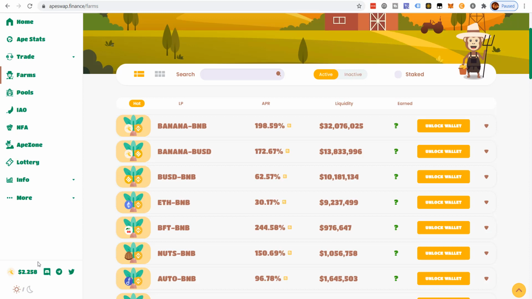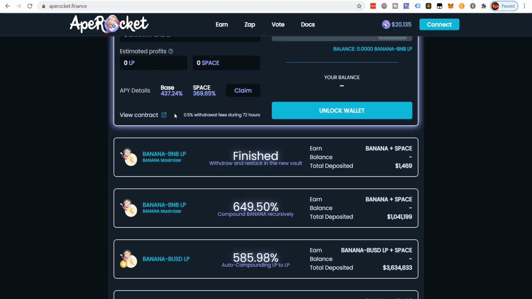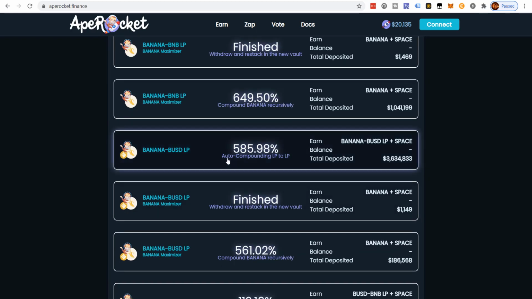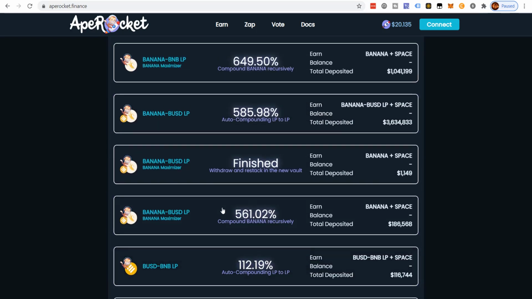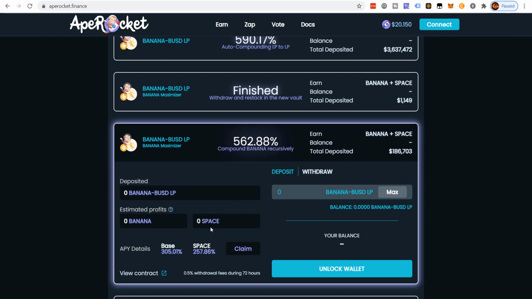You can also use things like aggregators, which do this for you, and they even compound it, meaning they take your Banana, they sell it, they add more Banana, more BNB liquidity. All your Banana rewards, they sell the rewards, add more Banana, more BNB. If you use an aggregator like ApeRocket, for example, you get much higher yields because they're doing all that for you. And they're paying you their space token.